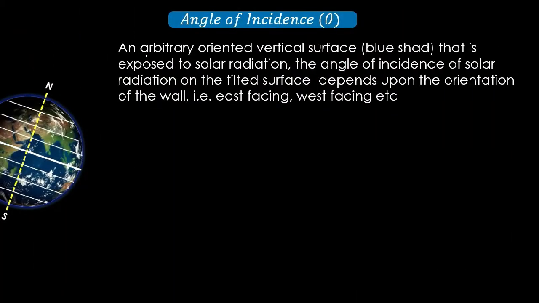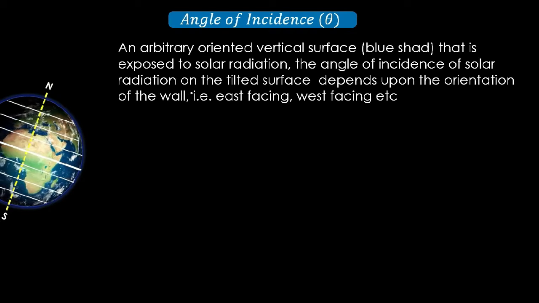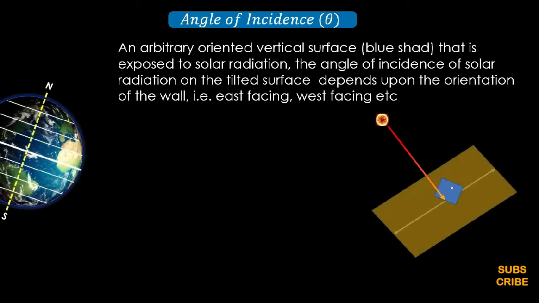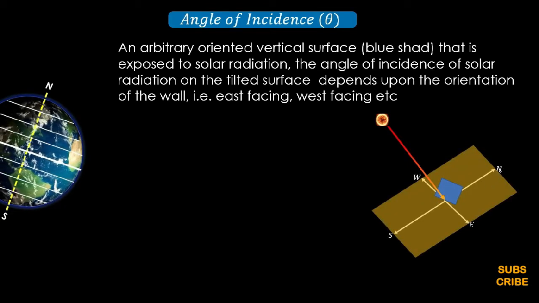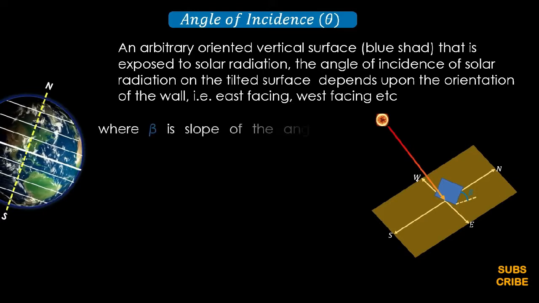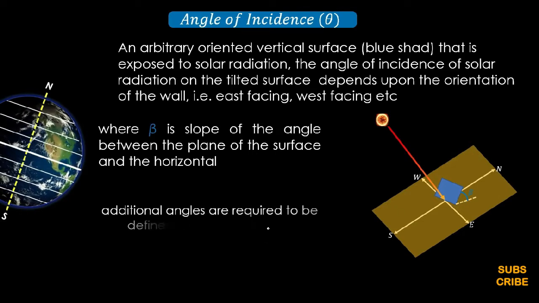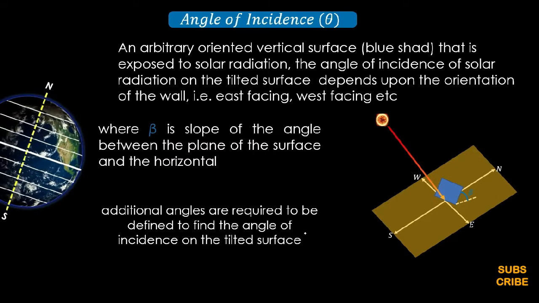Angle of incidence: an arbitrarily oriented vertical surface that is exposed to the solar radiation. The angle of incidence of solar radiation on the tilted surface depends upon the orientation of the wall, east facing or west facing. Now this is the tilted surface, and the orientation with the horizontal surface with north, south, east and west. Here beta is the angle between the tilted surface and the horizontal surface. Further angles are required to be defined to find the angle of incidence on the tilted surface.